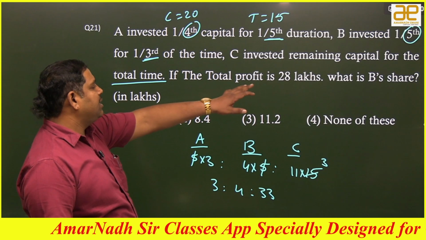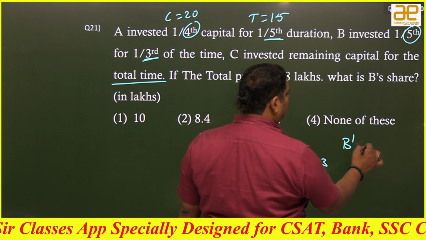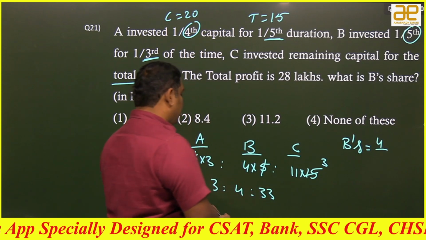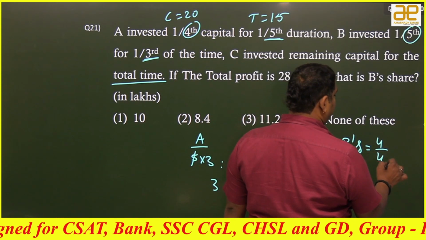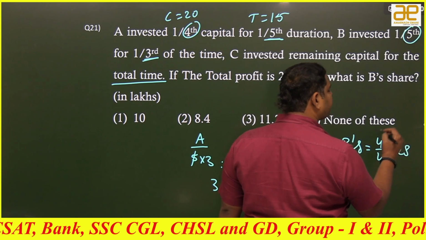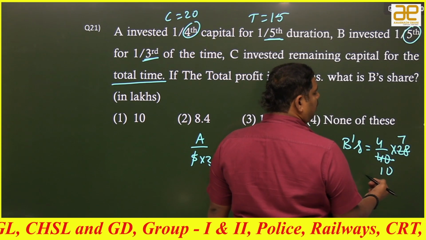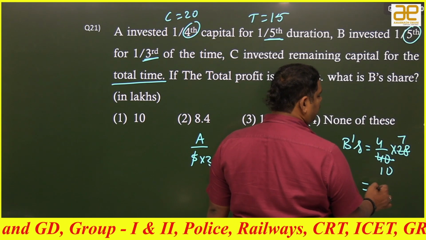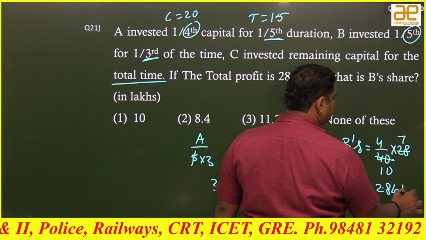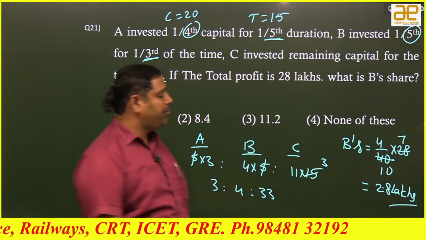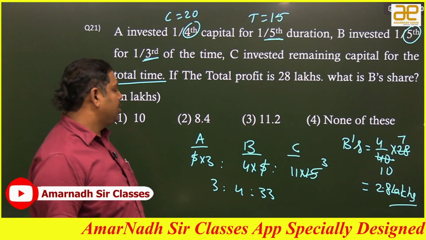In this ratio, they have to distribute the profits. Total profit is 28 lakhs. He is asking about the B share. B's share means what we have to do? B is 4 out of total, 3 plus 4 is 7 plus 33 is 40, into 28 lakhs. 4 tens, 4 sevens, 7 fours are 28 by 10 means 2.8 lakhs. How many of you got this answer? Right, this is the answer for this one.